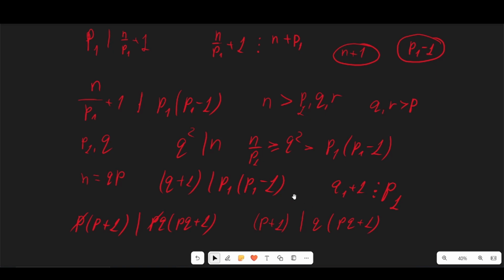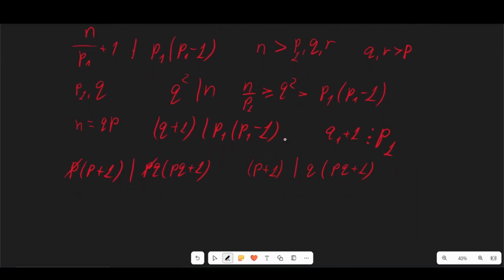And this case can be eliminated very easily. So p plus 1 divides pq plus 1. And what does this mean? P plus 1 divides pq plus q. So from here, by using the Euclidean algorithm for pq plus q, we can see that p plus 1 divides q minus 1.